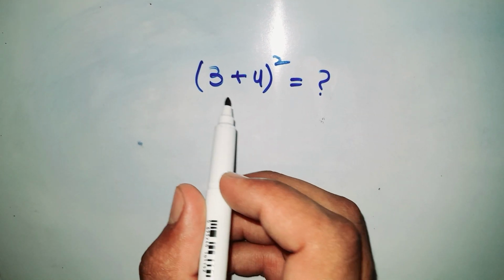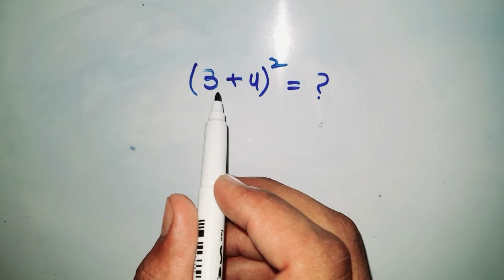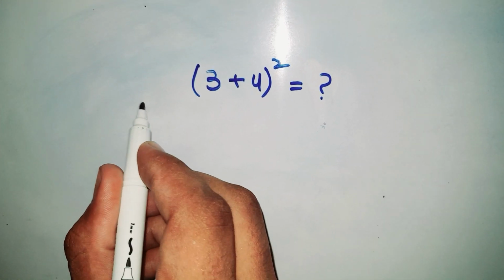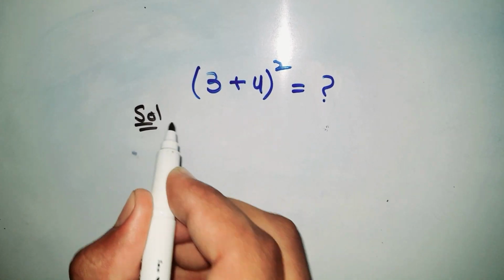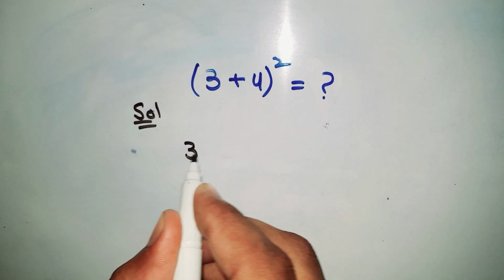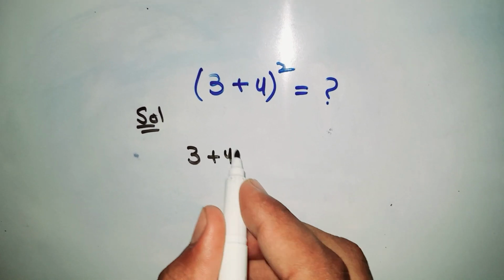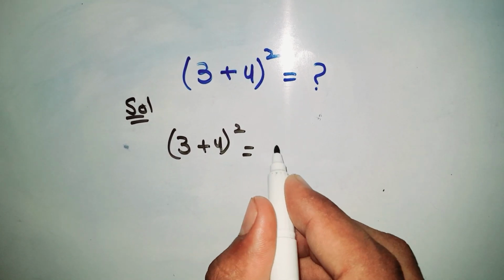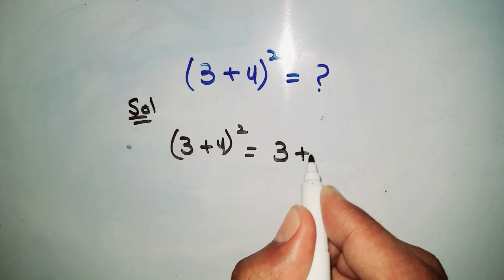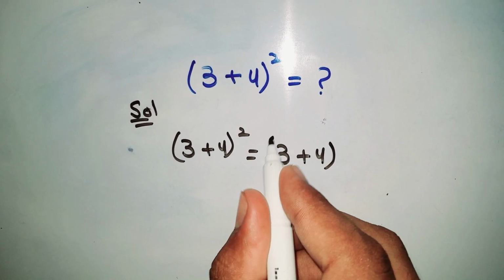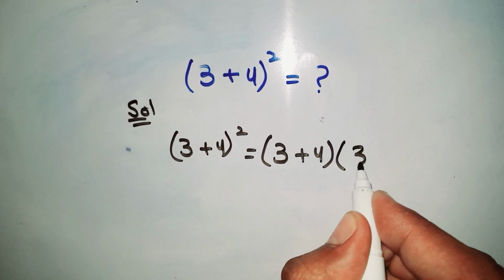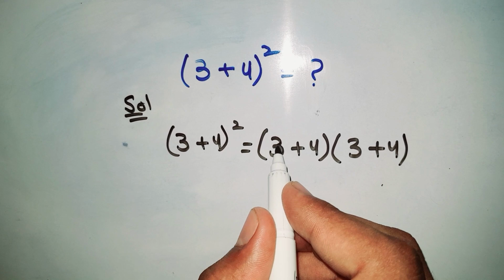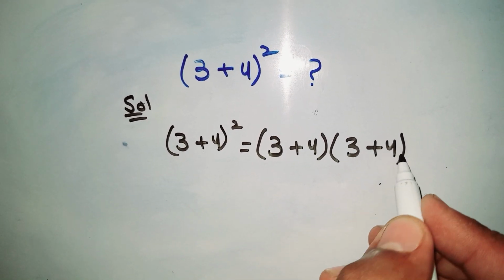In this video, we are going to solve this problem: (3 plus 4) whole square is equal to what? So first of all, here we write solution. Then here we write (3 plus 4) whole square is equal to (3 plus 4) multiplied by (3 plus 4).